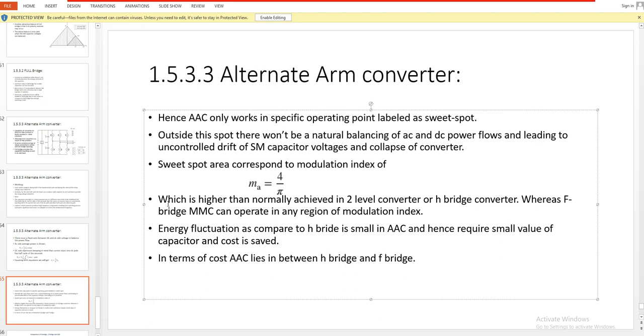Here I want to discuss the advantage of the alternate arm converter, that its modulation index is basically greater than the two level converter or H bridge converter, whereas the full bridge converter can operate in any modulation index, as I discussed earlier. So energy fluctuation as compared to half bridge is small in the alternate arm converter, hence it requires a smaller value of capacitor and the cost is saved. So now in terms of cost, the alternate arm converter basically lies in between half bridge and full bridge submodule topology.